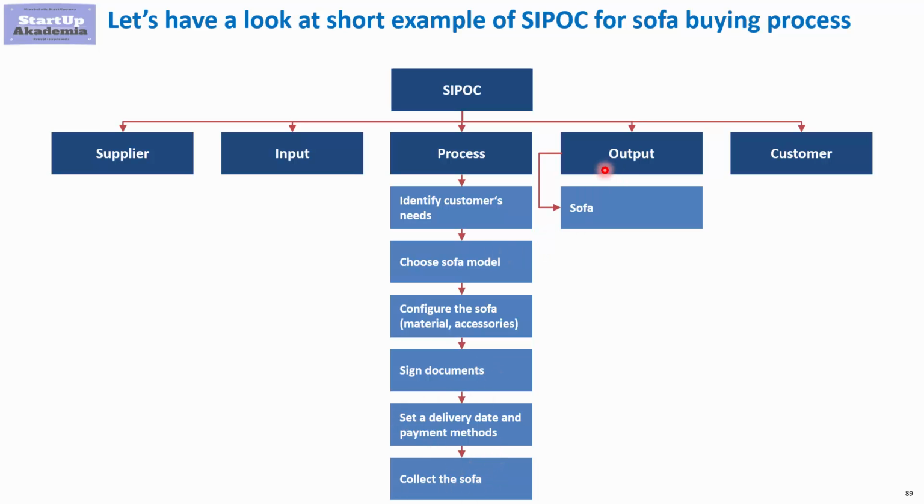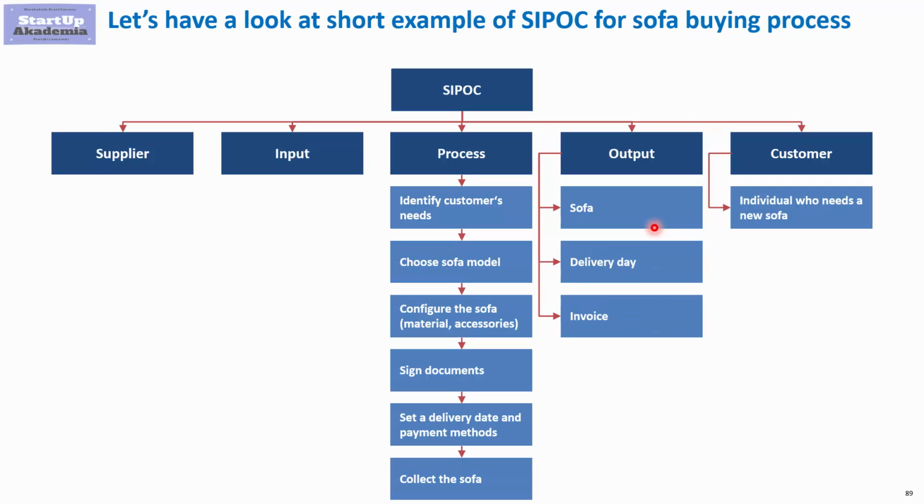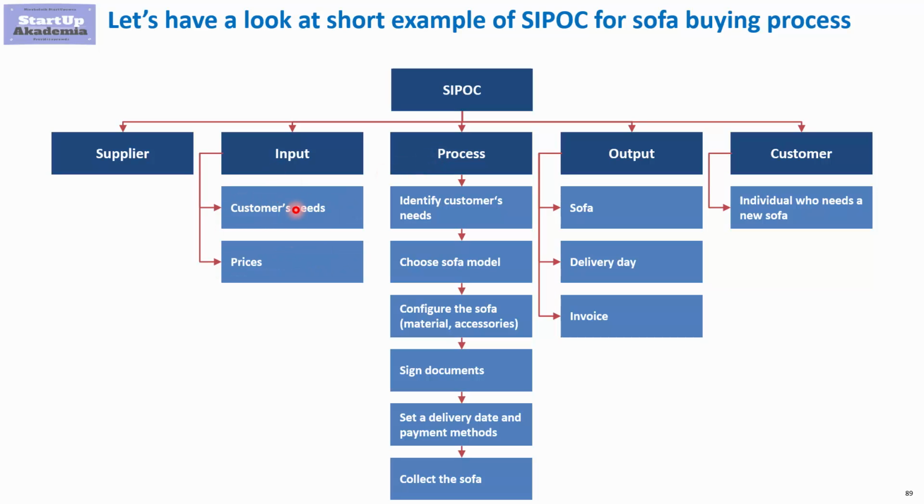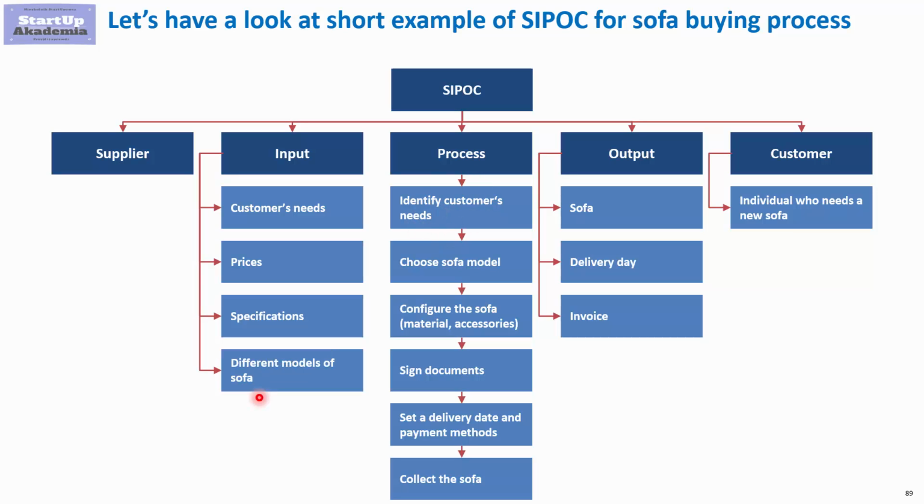Now, the outputs are kind of obvious. So here, the output of the process is a sofa. However, on top of that, we will have some smaller outputs. So delivery date, invoice. The customer would be the individual who needs a new sofa. Now, to define input, we would have to look at the process, what it needs. So it needs, obviously, customer needs, prices, and specification of the sofa, so the customer can choose from. Apart from that, we will have some different models of sofa.